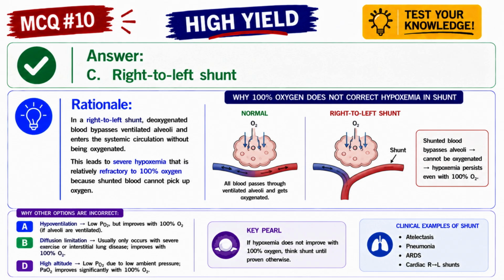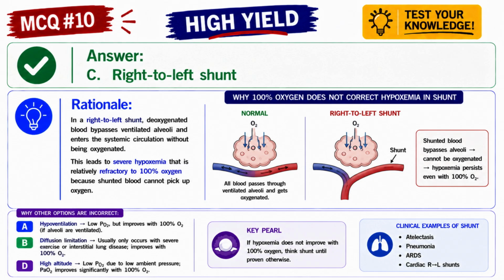Hypoventilation, low alveolar PO2 from inadequate minute ventilation: supplemental oxygen directly raises alveolar PO2, corrects hypoxemia readily. Diffusion limitation, thickened membrane slowing oxygen transfer: the massive increase in alveolar capillary oxygen gradient from 100% oxygen overcomes the diffusion limitation, significant improvement. High altitude, low inspired oxygen fraction: supplemental oxygen directly replaces the missing oxygen, corrects hypoxemia.